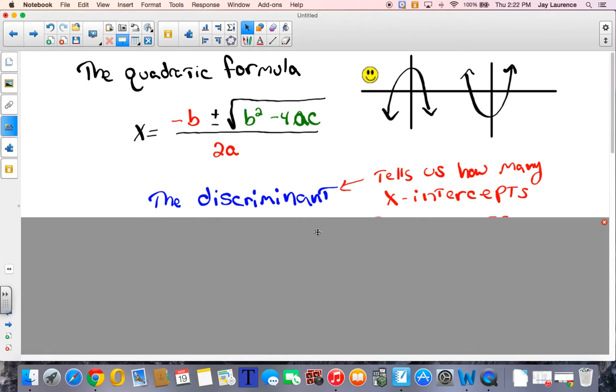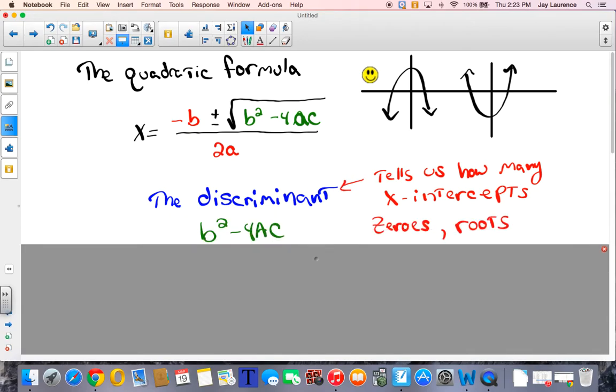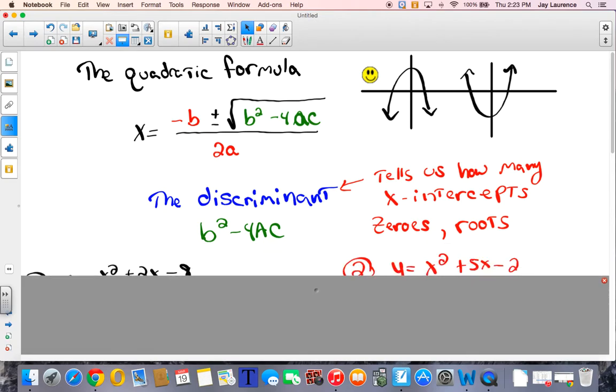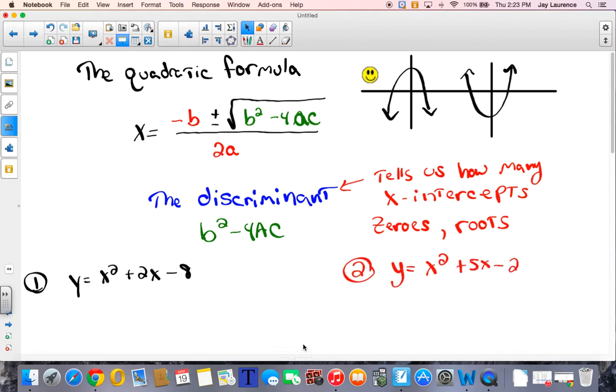Now by the way, these x-intercepts, you're going to hear me call them things like zeros, roots, or maybe even solutions. Very, very important to know that.